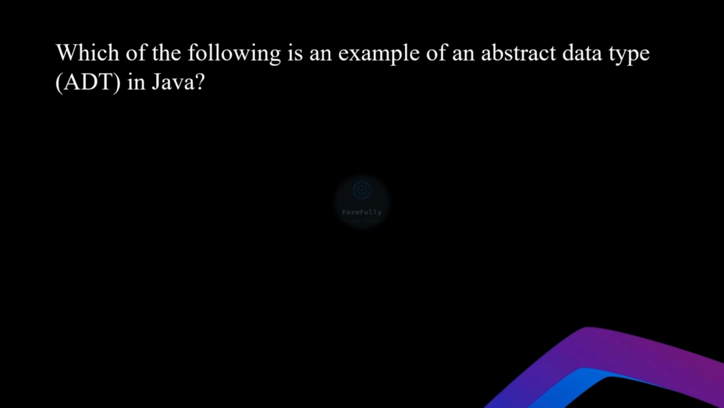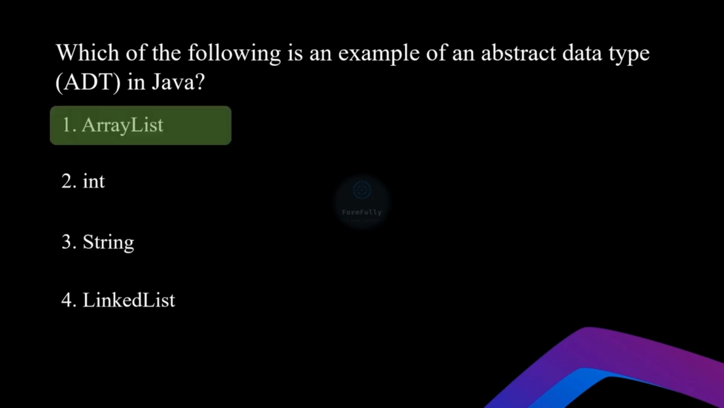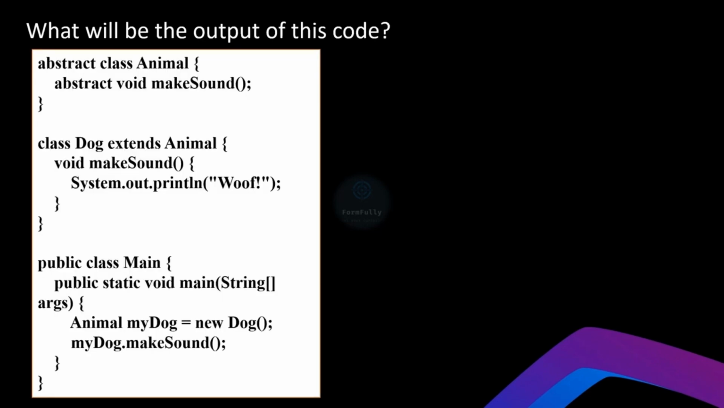Which of the following is an example of an abstract data type, ADT, in Java? Options are ArrayList, int, String, LinkedList. In Java, ArrayList is an example of an abstract data type. It provides a high-level interface to a dynamic array, hiding the underlying implementation details. Options B, C and D, that is int, String and LinkedList, are not ADTs because they represent primitive data types or specific concrete data structures. So option 1 is correct. Moving to the next snippet question.